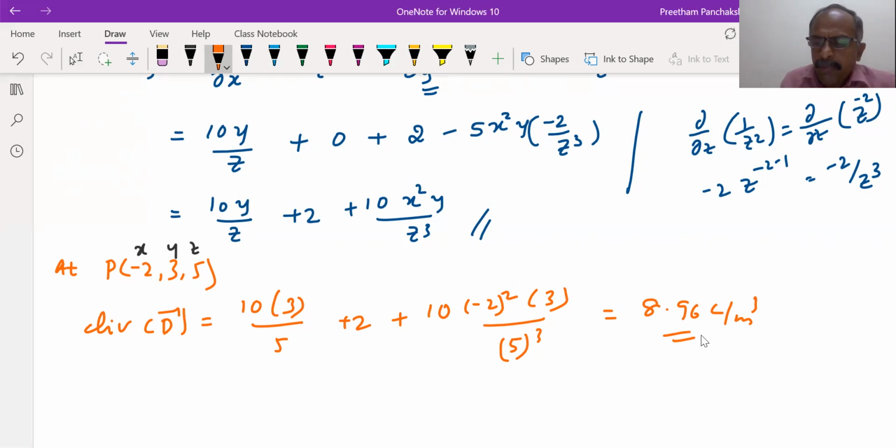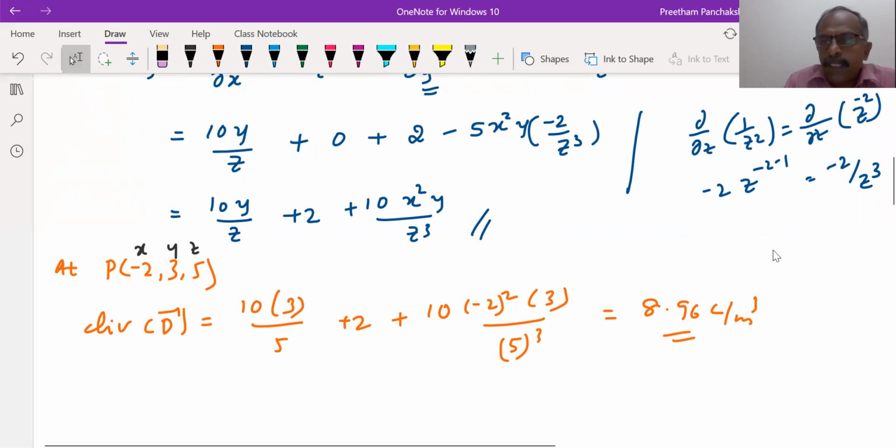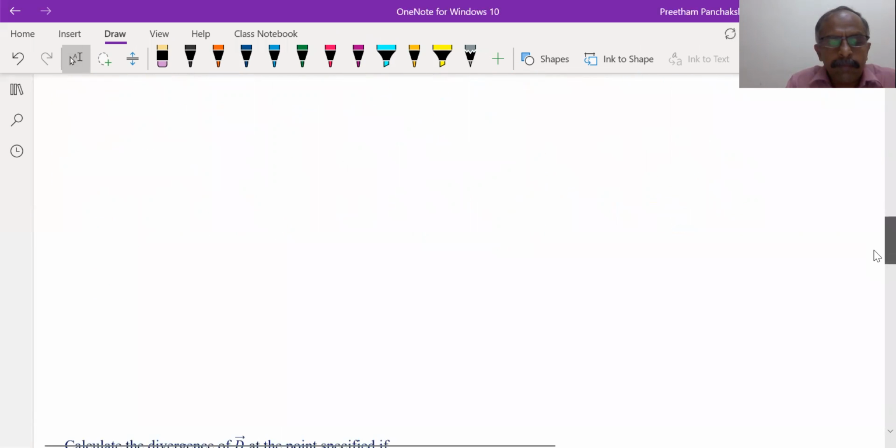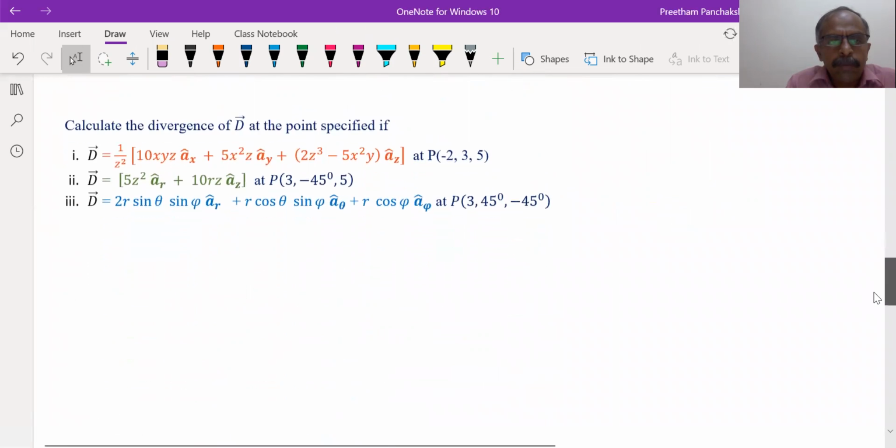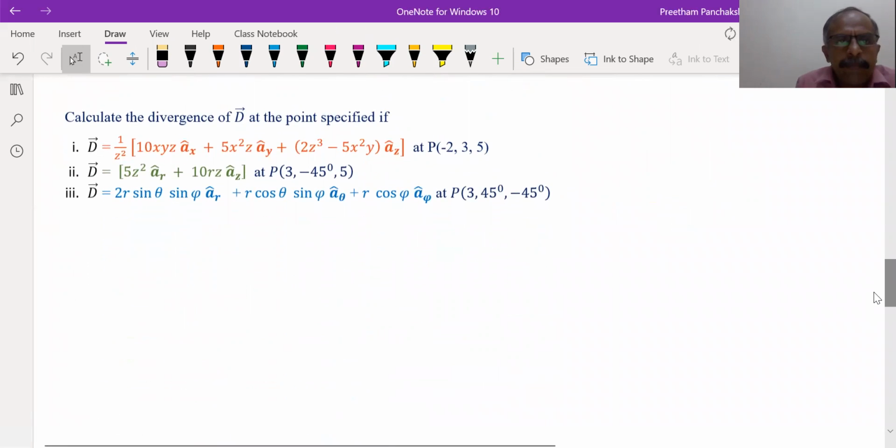So in summary, we use the formula in terms of partial differentiation for divergence of D. Then we carry out the differentiation. Then finally, we enter the coordinates of the point given. Now we'll repeat the same thing for part 2 of the problem. So the problem is taken here. Let us try part 2.